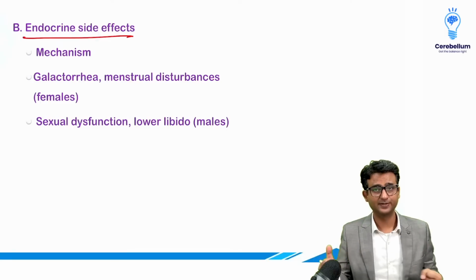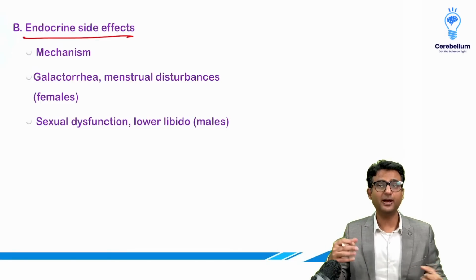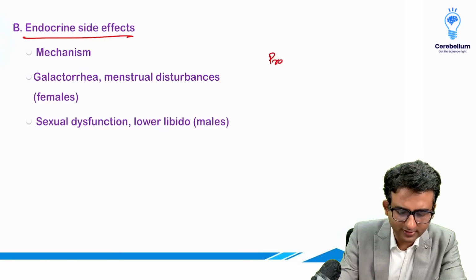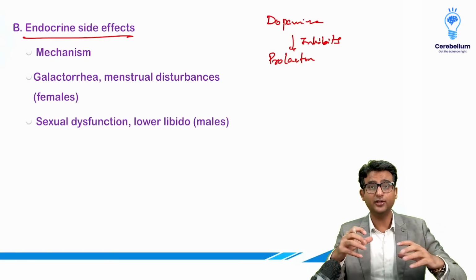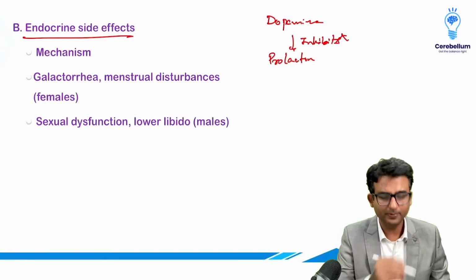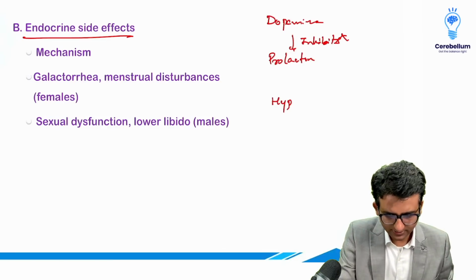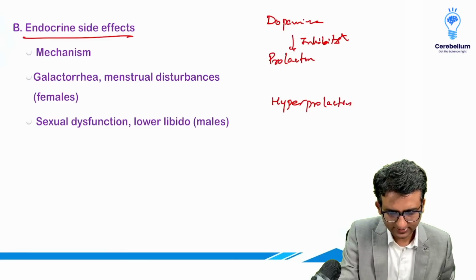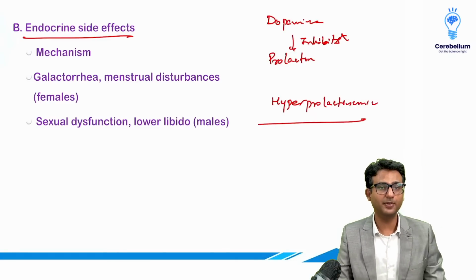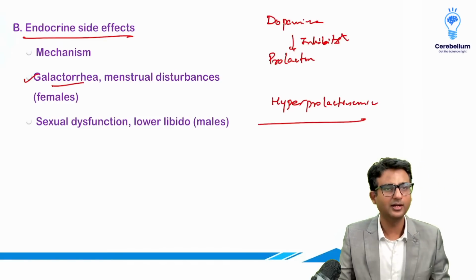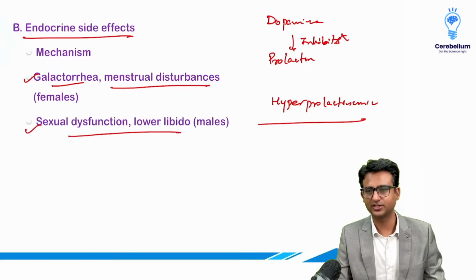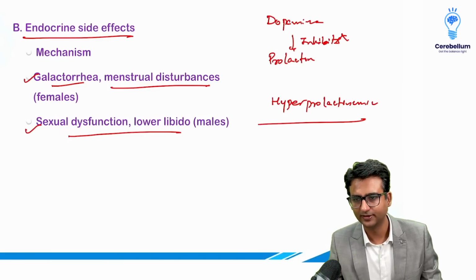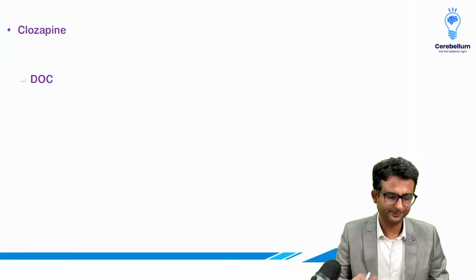Apart from the movement side effects, the extrapyramidal side effects, the patient can also develop endocrine side effects. Why? We know that the release of prolactin is inhibited by dopamine. When you give dopamine antagonist, dopamine cannot inhibit the release of prolactin. What will it lead to? Hyperprolactinemia. And when hyperprolactinemia happens, in females there is development of galactorrhea and menstrual disturbances and sexual dysfunction. Similarly, men will also develop sexual dysfunction, right? Low libido, definitely. This is about endocrine side effects.